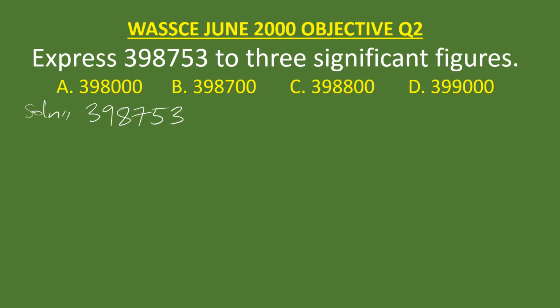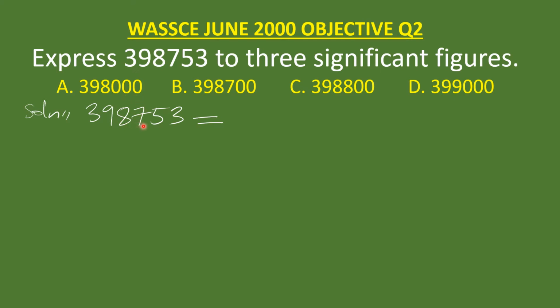398753. In case you missed the video, I would like you to go back and watch it again so that you get the big picture. Now this is equal to what? From here, the first significant figure is 3. The second significant figure is 9. The third is 8. Now, the number after 8 is 7.